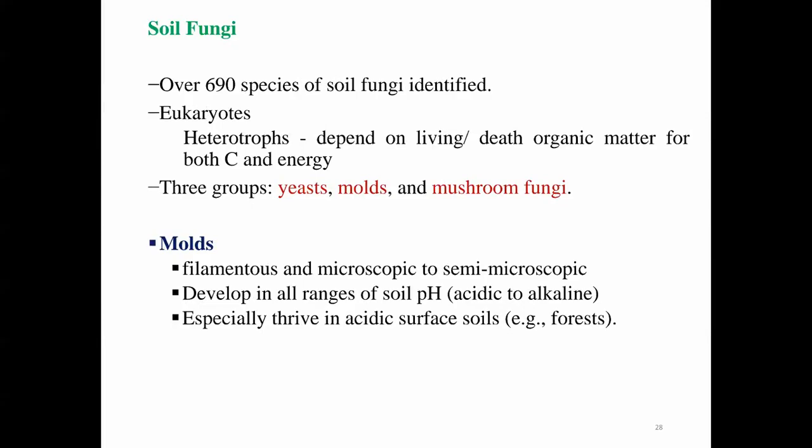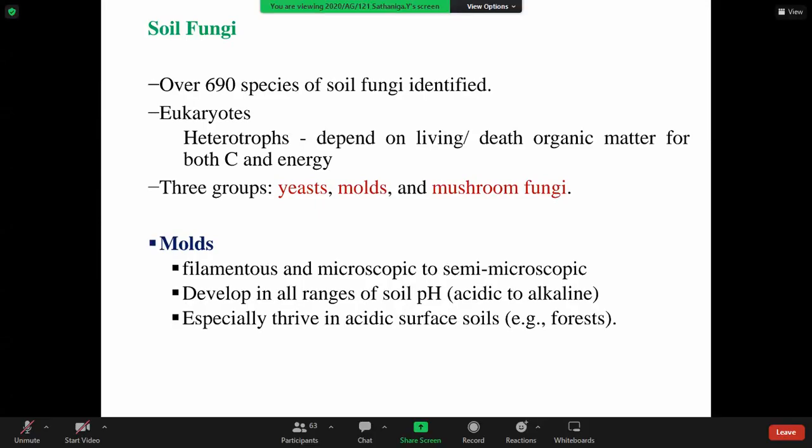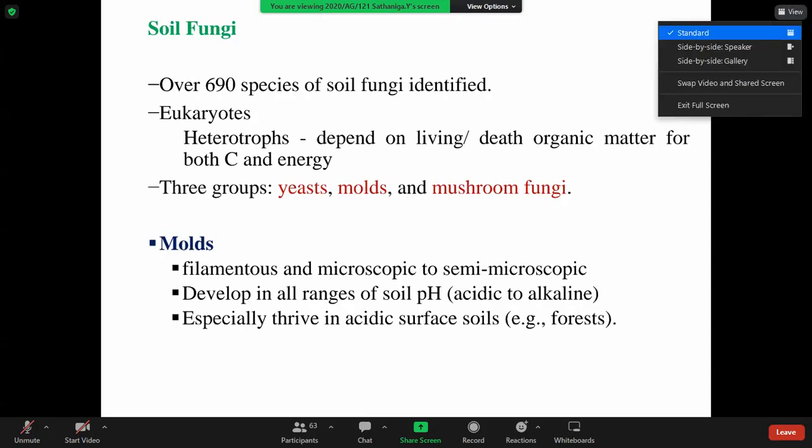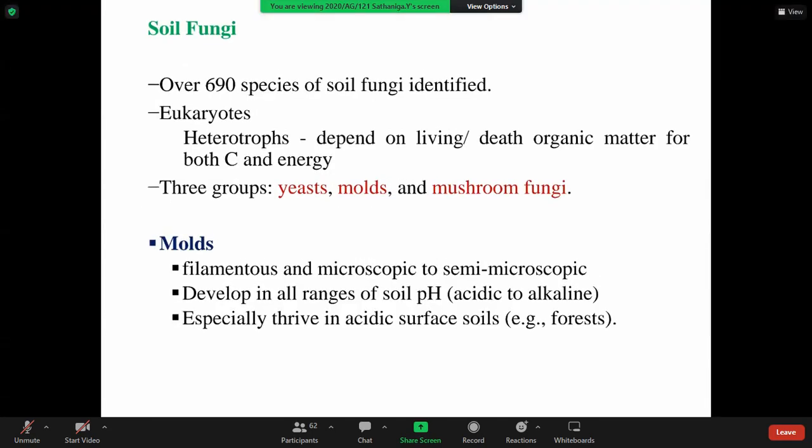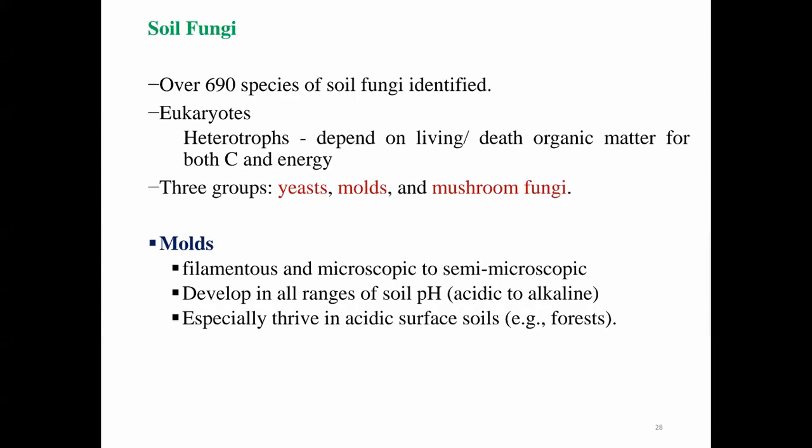Next, we will see about soil fungi. Over 690 species of soil fungi have been identified. They belong to the eukaryotes group, and fungi are heterotrophs. They depend on living or dead organic matter for both carbon and energy. We can divide them into three groups. They are yeast, molds, and mushroom fungi.